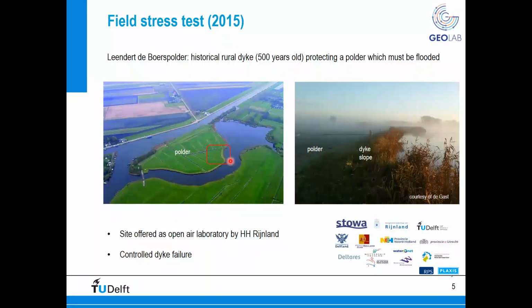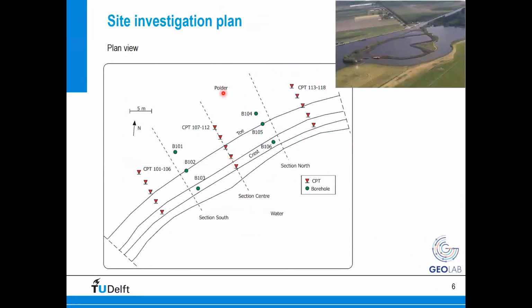When we started designing the controlled dyke failure, we started from the field investigation. We focused on this small triangle that you can see here on the top right, and we were allowed to bring this small triangle to failure. Here you can see a map of the field investigation that we performed. We performed a series of CPTs, cone penetration tests, in three cross sections: section south, center, and north. Together with the CPTs, we also retrieved samples from boreholes, in particular six boreholes, located below the crest of the dyke, at the toe of the dyke, and on the polder side.